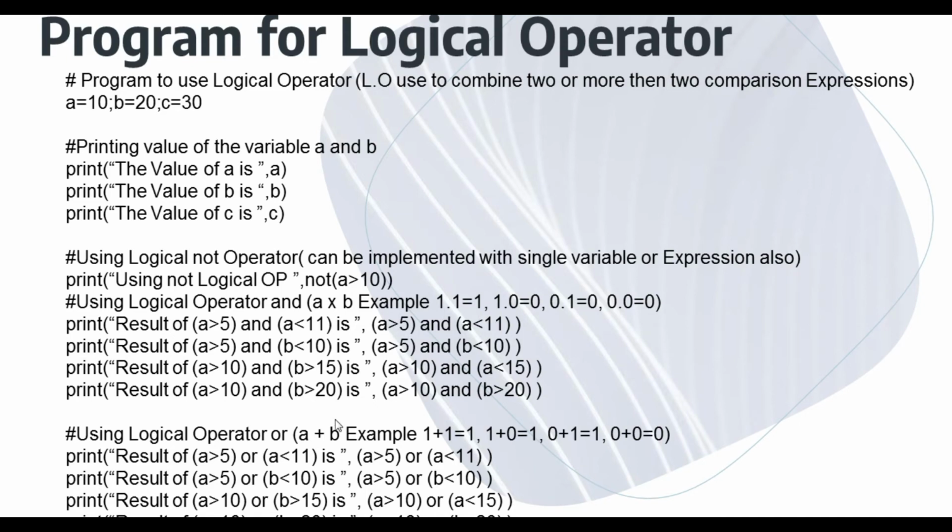Okay, in the OR operator, it will produce 0 only when both expressions are in a false condition. 0 plus 0 will be 0. So here it is like addition. 1 plus 1 will be 1, not 2. 1 plus 1 equals 1, and 1 plus 0 equals again 1. 0 plus 1 equals 1, and 0 plus 0 equals 0.